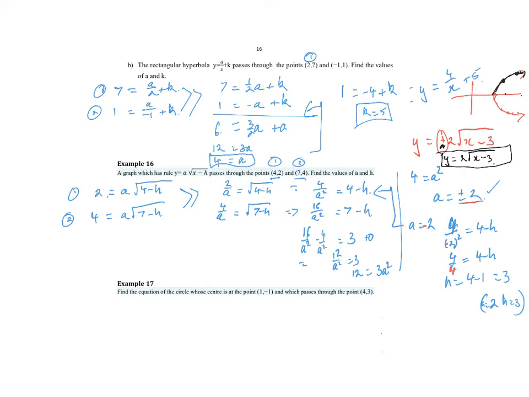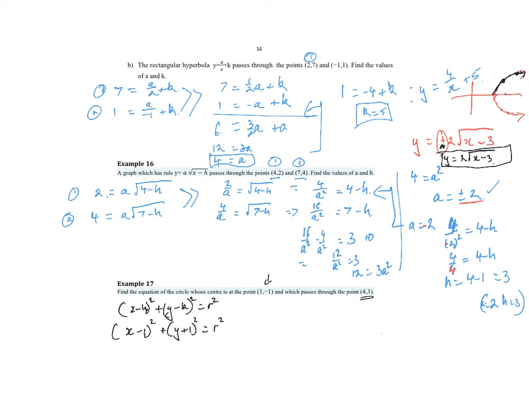All right, last one. The equation of a circle whose centre is the point (1, negative 1), and which passes through the point (4, 3). So the equation of a circle, what is the equation of a circle? It's x minus h all squared plus y minus k all squared is equal to r squared. There's my centre. x minus 1 all squared plus negative 1, so you're going to go y plus 1 all squared is equal to some radius squared.